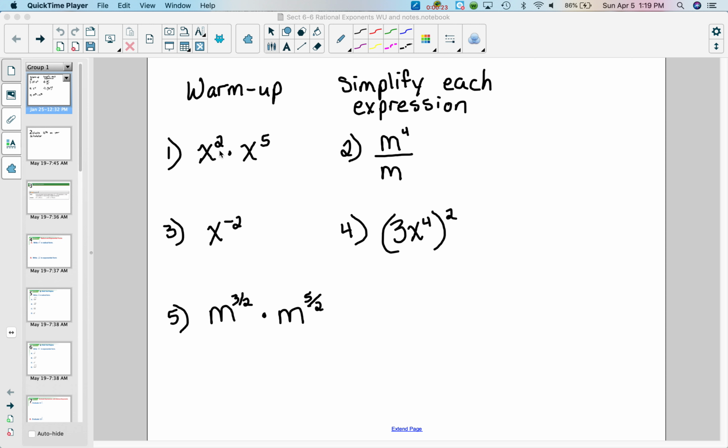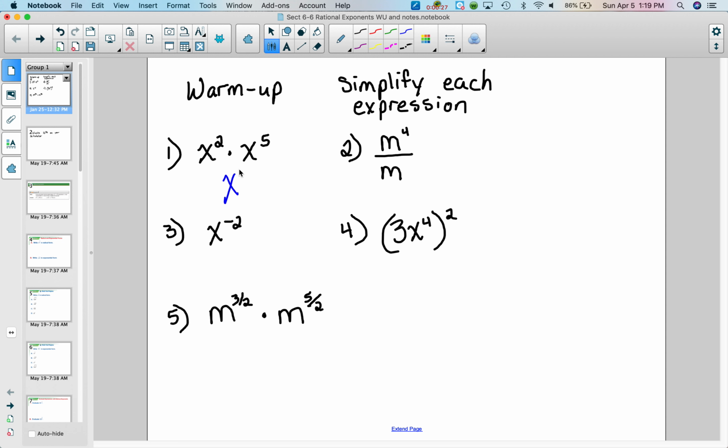On the first one, when you are multiplying and the bases are the same, remember you add the exponents. So we get x to the 7th power. On the second one, when you are dividing and the bases are the same, remember this would have an exponent of 1. So you subtract the exponents, so we get m cubed. Or you can think of this as canceling one m out of the bottom with one of the ones in the numerator.